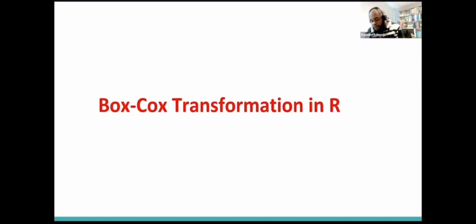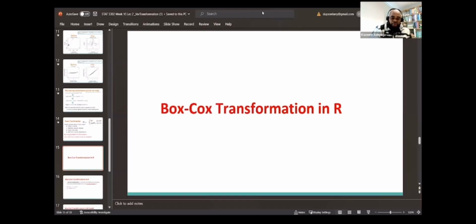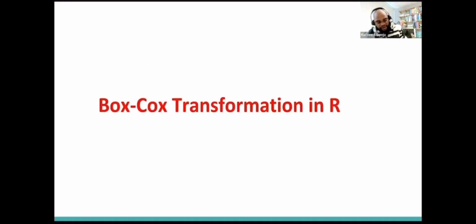Now I'm going to walk you through another form of transformation that we can use, like a Box-Cox transformation. The Box-Cox transformation is another idea that actually works. So I want to show you the Box-Cox transformation now.